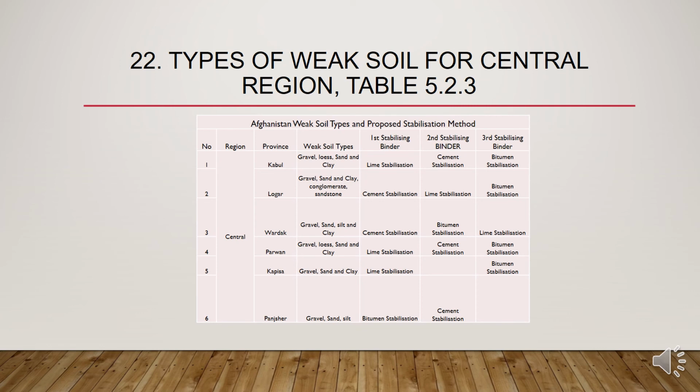Types of weak soil for central region. As a sample, only the central region of Afghanistan has been considered in this presentation. The central region consists of Kabul, Logar, Wardak, Parwan, Kapisa, and Panjshir provinces. All the weak soil types for each province have been mentioned here in this table, as well as the first stabilizing binder, second stabilizing binder, and third stabilizing binder for each province for soil stabilization purposes.